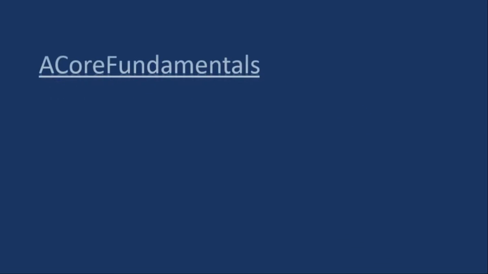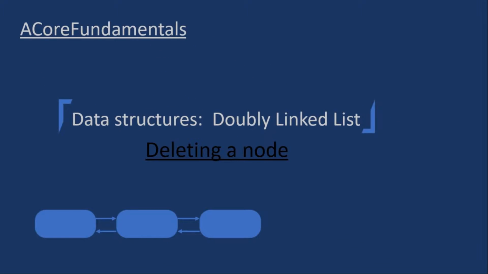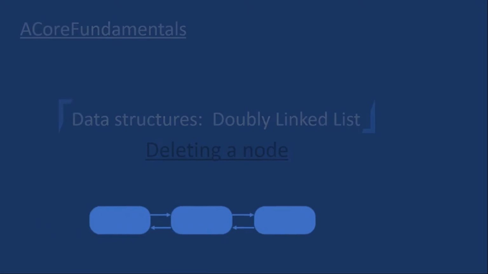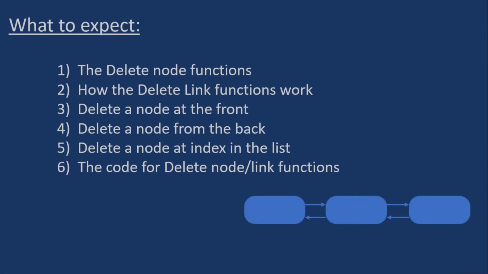In this video, I will show you how to delete a node from different positions in a doubly linked list. It is very easy, and after this video, you will be able to write the delete node functions for our doubly linked list project. We will cover deleting a node at the front, at the back, and at an index in a doubly linked list. And after I show you what the code does using some animation, I will show you the complete code for the functions in our doubly linked list project in this video.